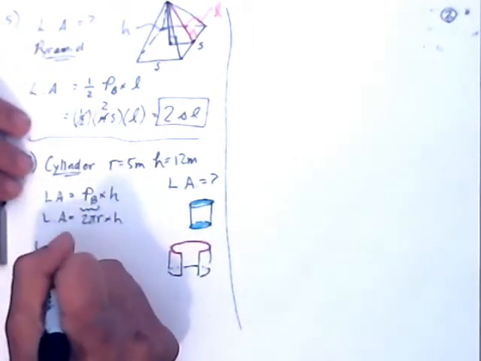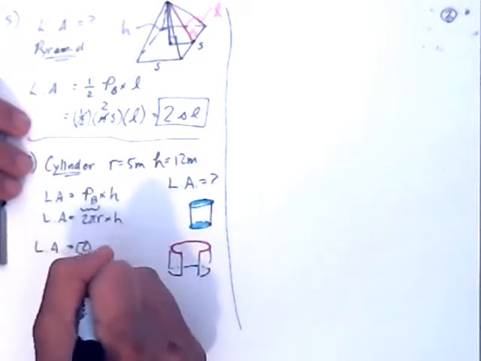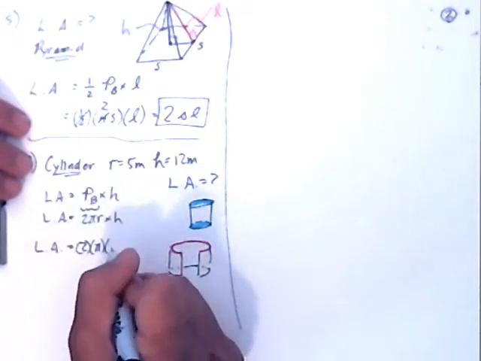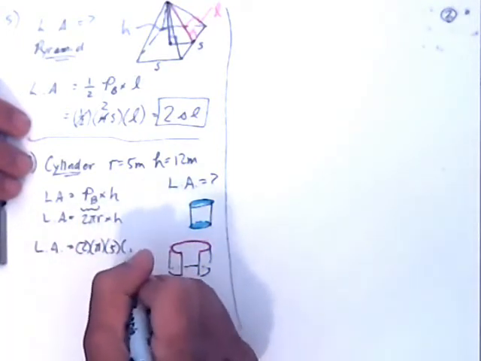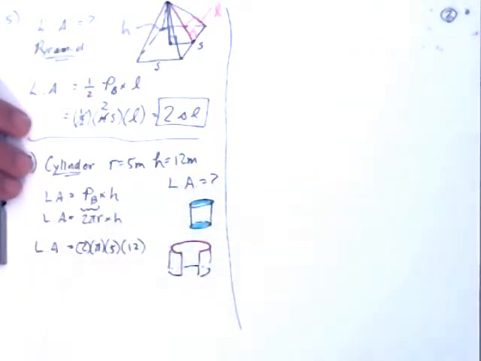So the lateral area is equal to 2 times pi times the radius, which is 5, times the height, which is 12. Notice I'm going to multiply the 2 and the pi first because it's easy. 10 times 12 is 120 pi.